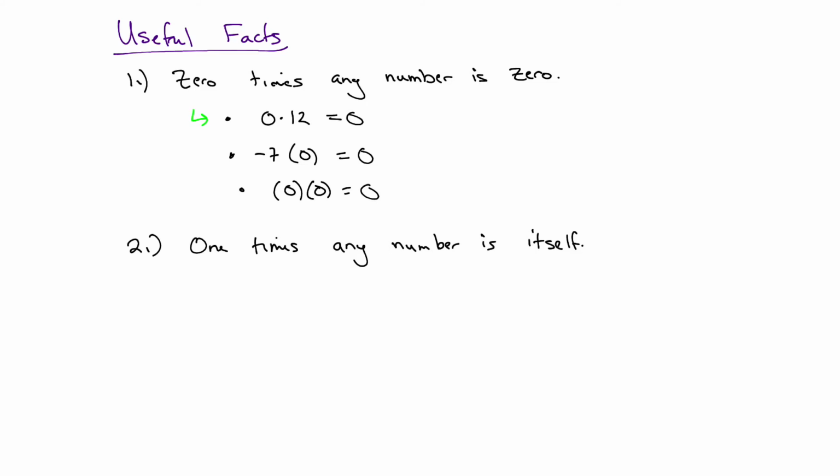So, for example, if you had 1 times -5, that would just be itself. It would be -5. If you had 14 times 1, that would just be itself. It would be 14. Multiplying any number by 1 results in the same thing. And dividing by 1 keeps the number the same.